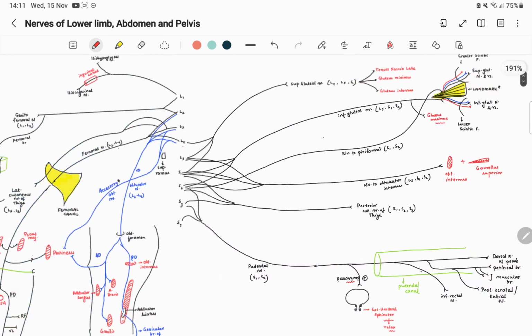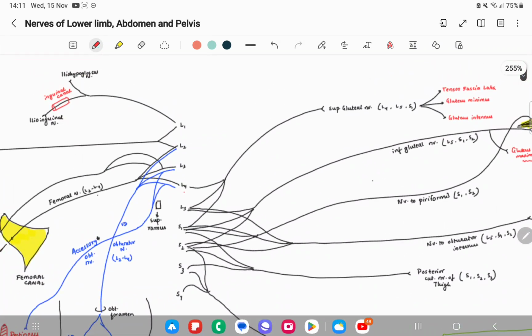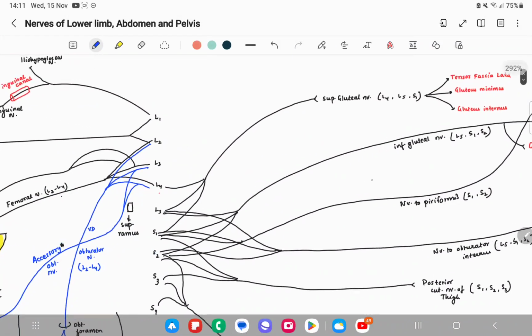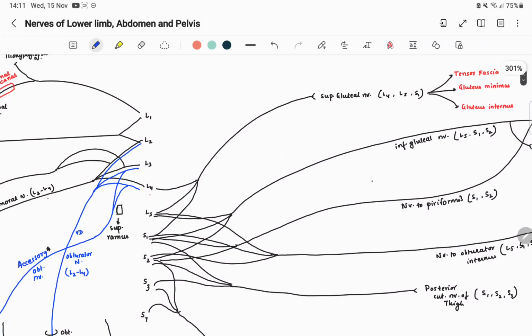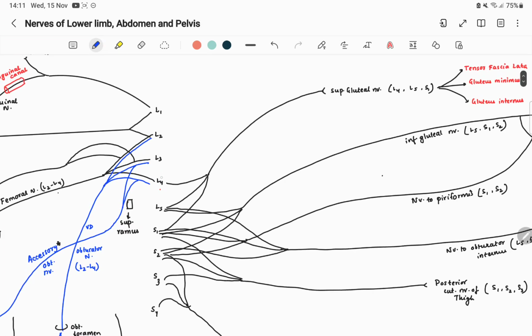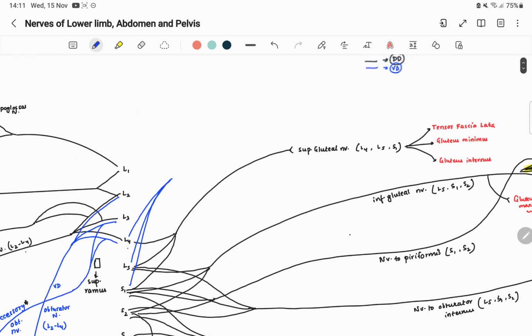And from the ventral division arises another nerve, which is called the nerve to quadratus femoris. It arises from the ventral division of L4, L5 and S1.